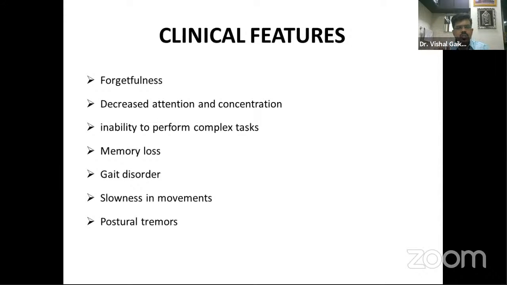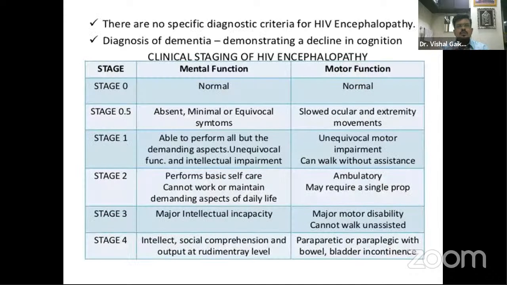Features of HIV dementia: these patients usually present with forgetfulness, decreased attention and concentration, inability to perform complex tasks, memory loss, gait disorders, slowness in movement, and postural tremors. There is no specific diagnostic test or any criteria to diagnose HIV encephalopathy. To diagnose the dementia, you just have to demonstrate presence of decline in the cognition. So it is always mandatory to have a basic MMSE done whenever you diagnose a patient of HIV.